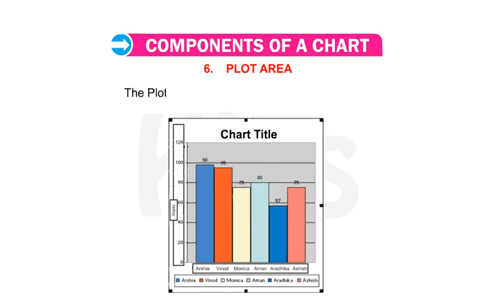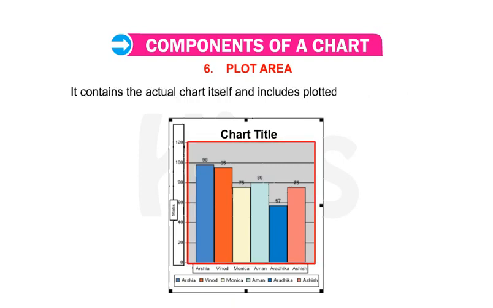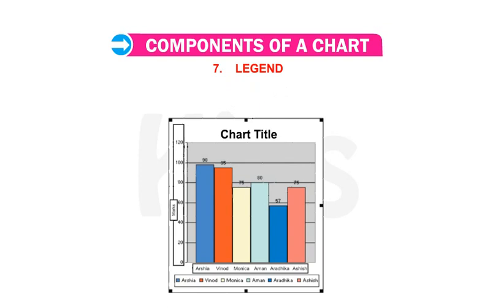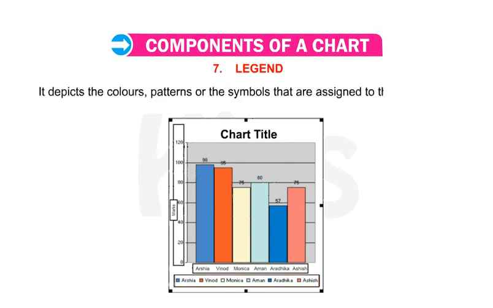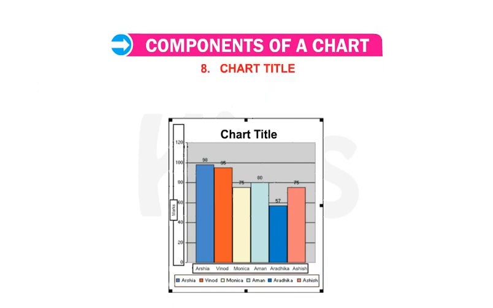Number 6. The plot area is a window within the chart area. It contains the actual chart itself and includes plotted data, data series and category and value axis. Number 7. Legend. It depicts the colors, patterns or the symbols that are assigned to the data series. Number 8. Chart title. It describes the aim and contents of the chart.